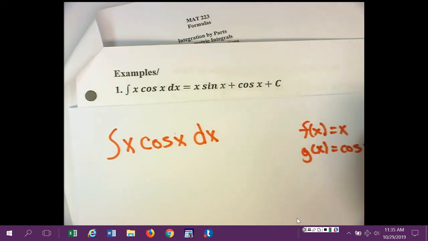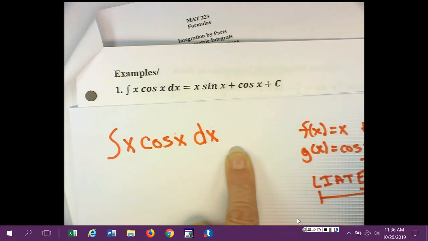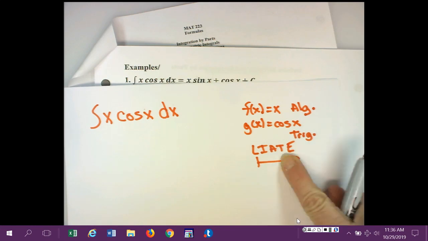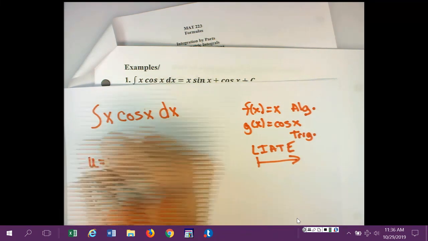Well, f of x equals x is algebraic. Cosine x obviously is a trig function. LIA, and you can also draw it that way, LIATE, the one that comes first is the algebraic function, f of x equals x, and then trig functions. So our first box will be u is equal to x.